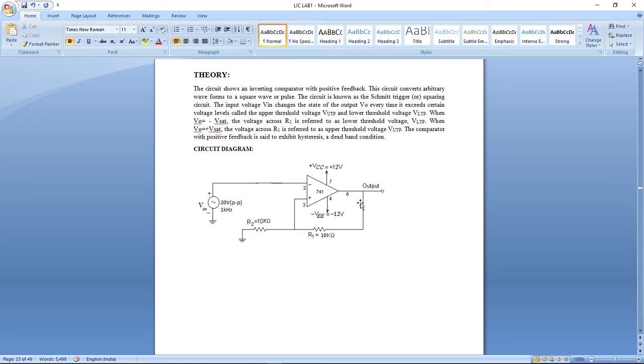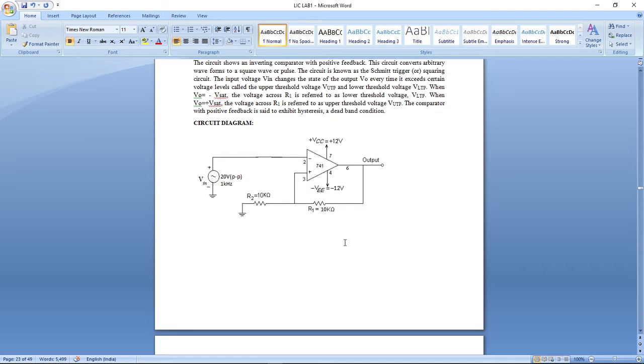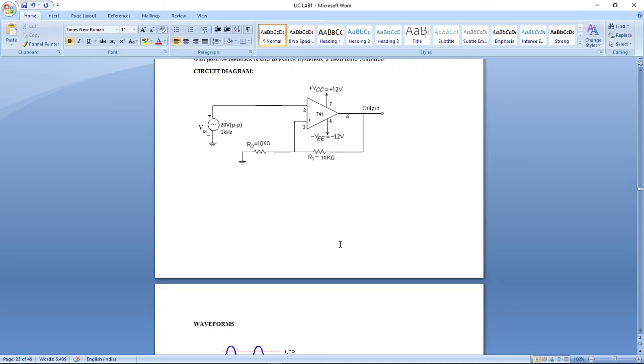In these op-amp connections, we can give 20 volts peak to peak and 1 kHz frequency as the input signal to the inverting terminal of the op-amp. The positive terminal, that means the non-inverting terminal, is connected in between the resistors, which acts as the feedback loop of this Schmitt trigger. So we can connect the circuit in MULTISIM software and observe the resulting output waveform.